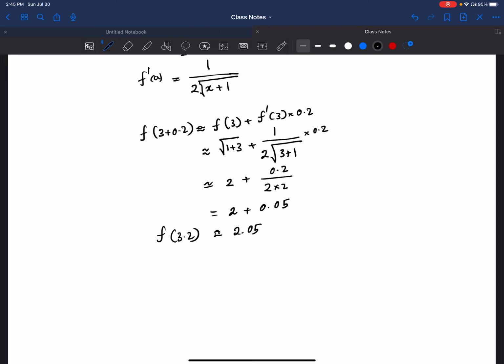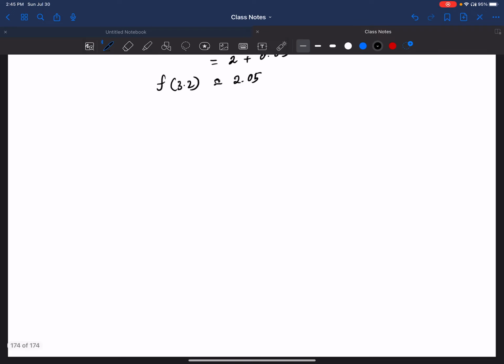So then we can use linearization. Find the linearization of f of x equals sine squared x at a equals pi over 4, and find f of 1.1 pi over 4.